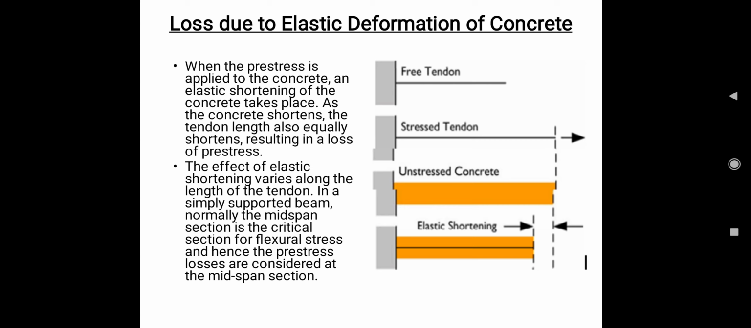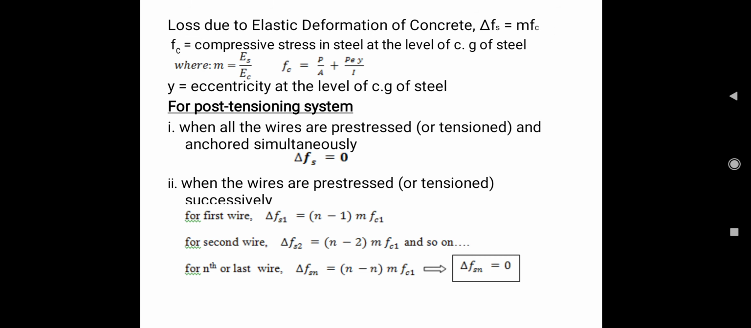Whereas by the time we reach the last cable, the elastic property of the concrete will be fully saturated, and the elastic shortening or elastic deformation of the concrete will be zero. And hence, when the cables are pulled successively, the losses will be zero for the last cable, and the losses will be maximum for the first cable.